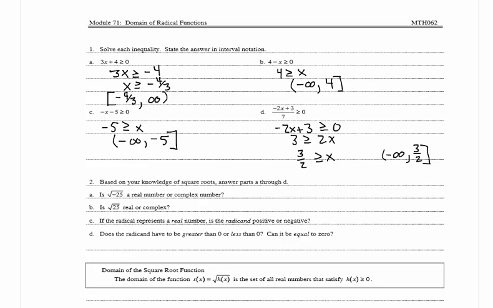In 2, it says, based on your knowledge of square roots, answer parts A through D. In A, it asks, is the square root of negative 25 a real or a complex number? And this is a complex number. Remember, the square root of negative 1 is i, so we would have 5i is the square root of negative 25. And B, it asks, is the square root of 25 real or complex? And this is a real number. It equals 5. And C, it asks, if the radical represents a real number, is the radicand positive or negative? And if the radical represents a real number, then the radicand is positive.